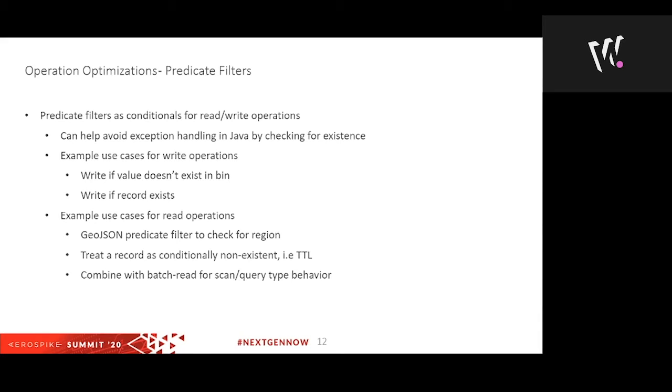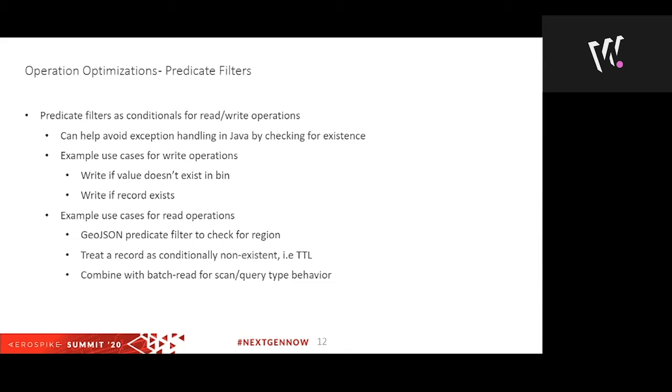So looking at the second optimization that came with Server 4.7, we added predicate filters. These predicate filters are basically conditionals that you can use for your read and write operations. One thing this can be helpful for, both for reads and writes when you're using the Java client library, is that you could avoid having any exception handling in your application by just having these predicate filters defined as your conditionals. So you could, for example, check for existence rather than trying to catch these exceptions.